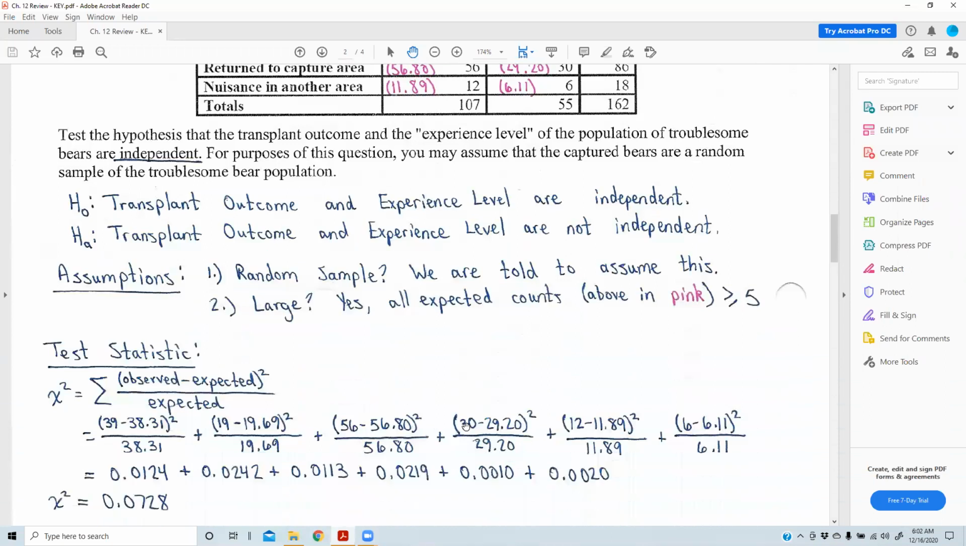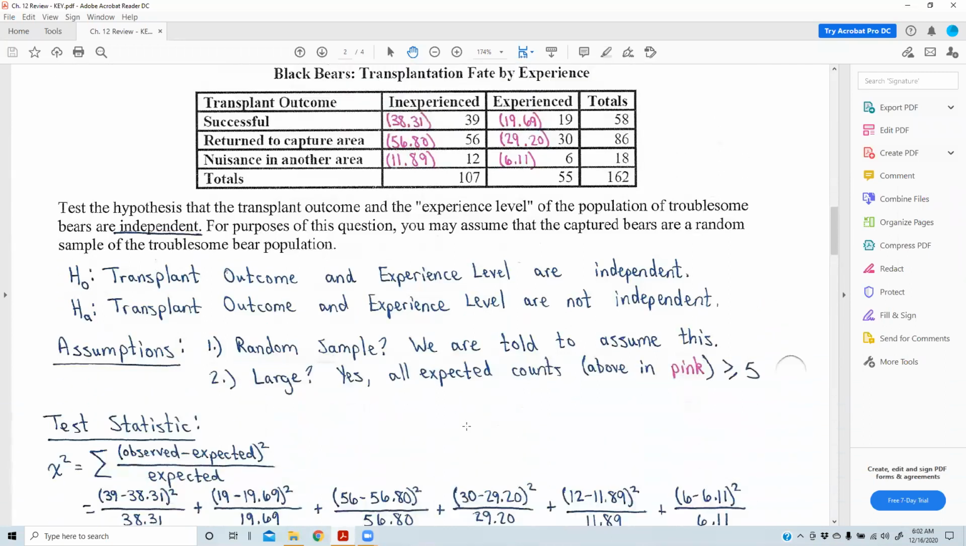So then we get to our procedure. We have to list our hypotheses. Since we're testing for independence, the null is that transplant outcome and experience level are independent. The alternative is that they are not independent.